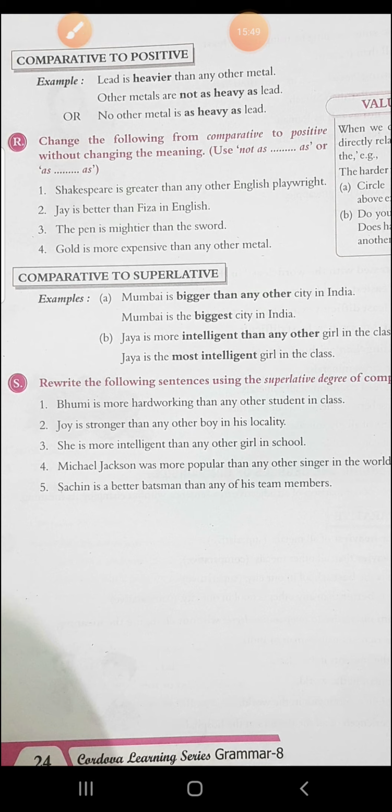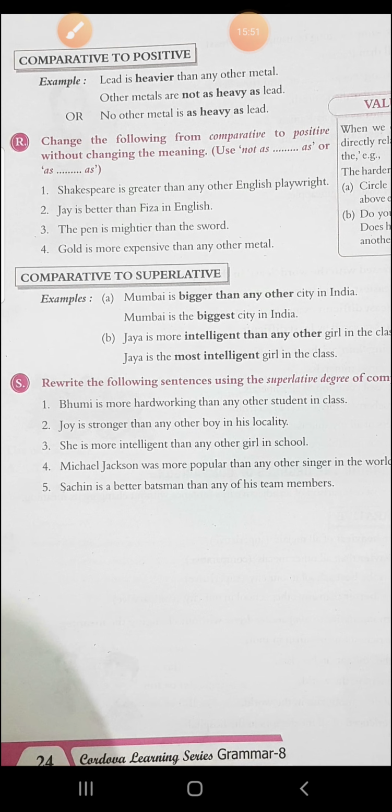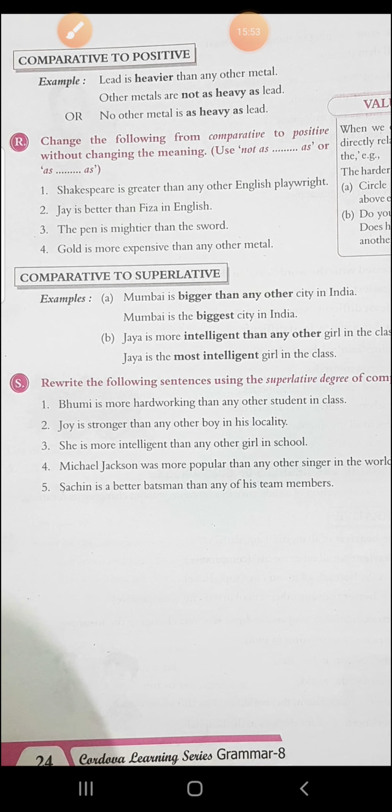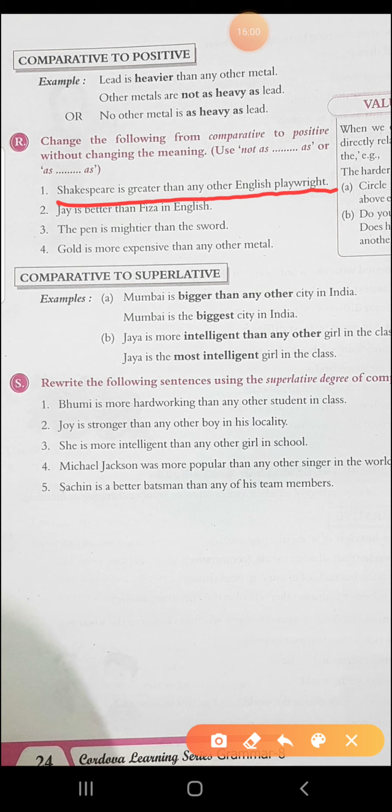So let's do this exercise R. You have to change it from comparative to positive degree without changing its meaning. See the first one. Shakespeare is greater than any other English playwright. What will be the answer? No other English playwright is as great as Shakespeare. Then second, J is better than Fizza in English. Fizza is not as good as J in English.